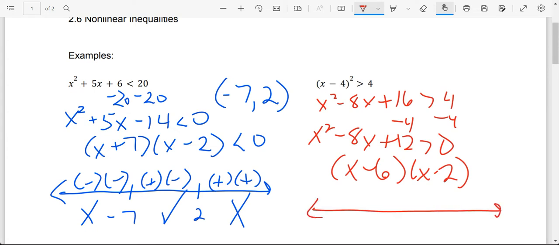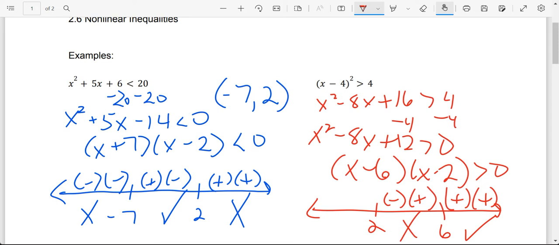Number line it up: 2, 6. Greater than 6, we get a plus times a plus. So yes, that would work, because that's greater than 0. Between 2 and 6, we get a negative times a positive, which won't work. And less than 2, you get a negative times a negative, which is positive. That's going to work. So what's your solution? Your solution, I'm going to put up top here, is negative infinity to 2 and 6 to infinity.